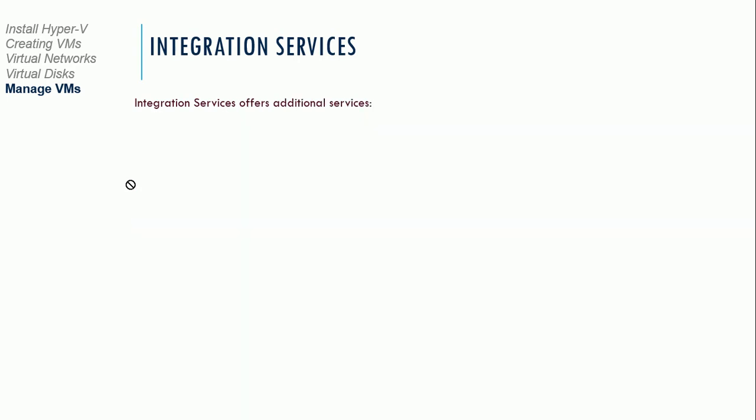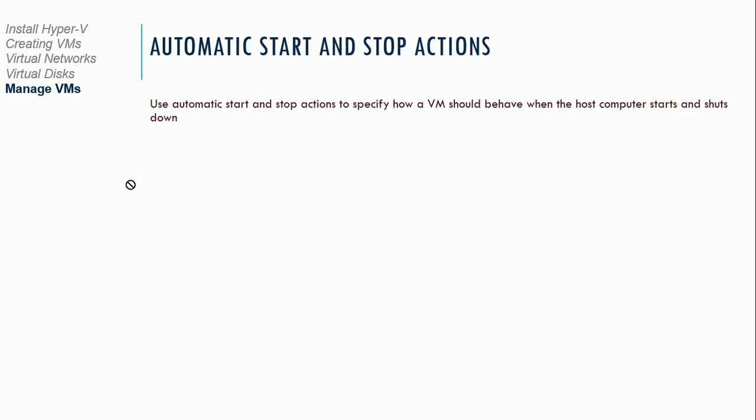So it offers additional services: operating system shutdown, time synchronization, data exchange between the VM and the host, a heartbeat monitor, backup for volume checkpoint, guest services, and so forth. So some additional things, like even things like copy and paste. You can copy and paste between the VM and the host OS, for example, when you install these services.